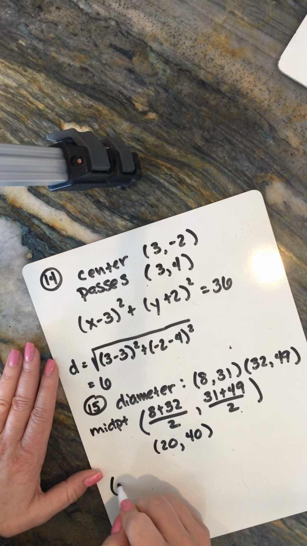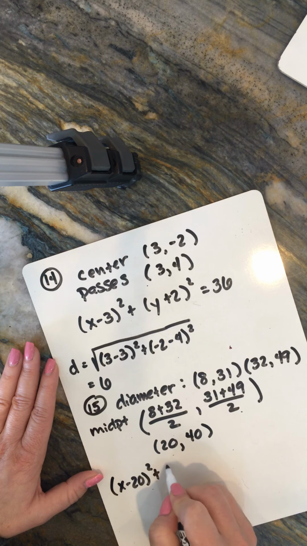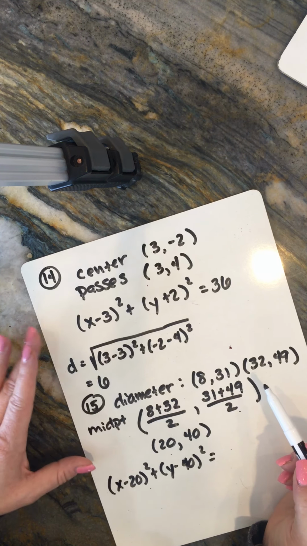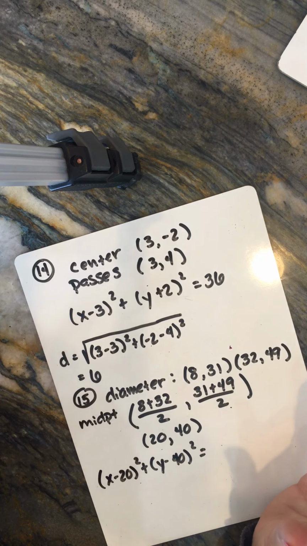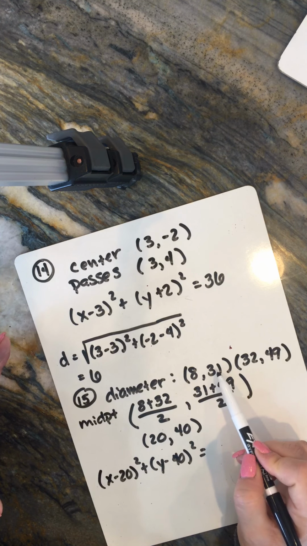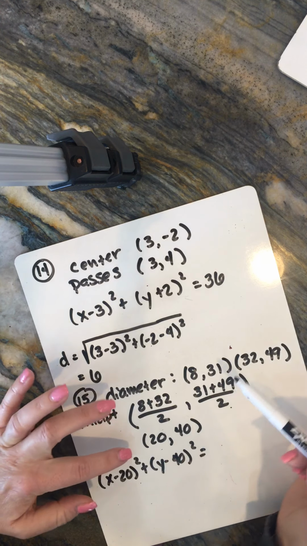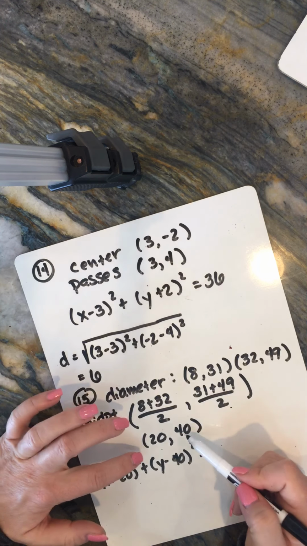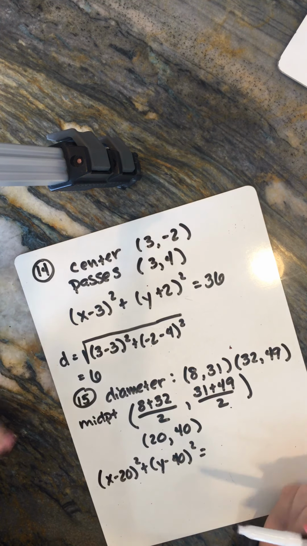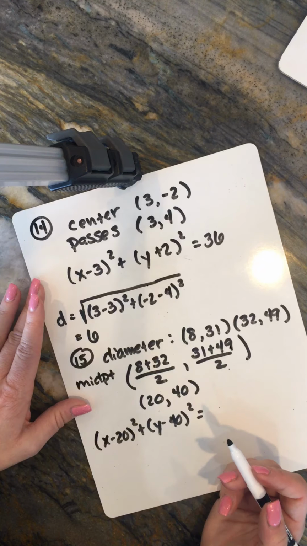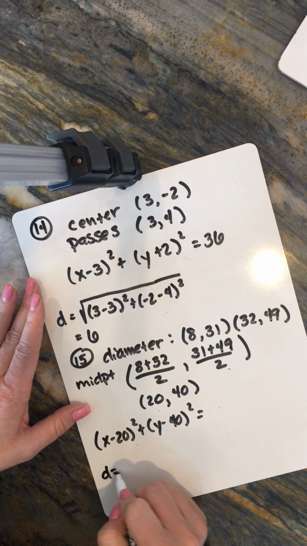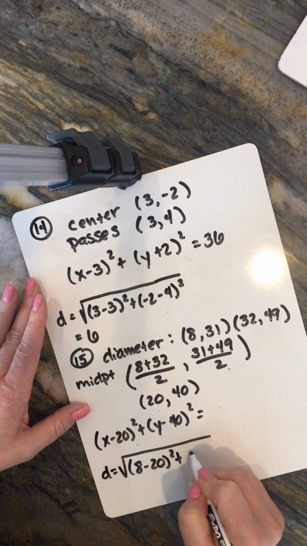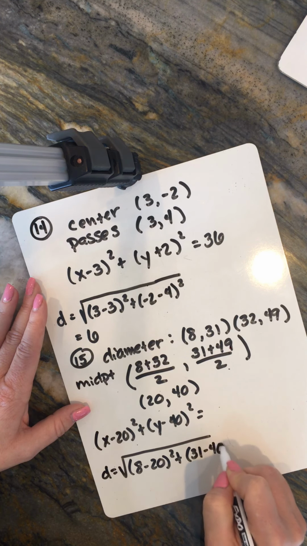So we know we're going to have x minus 20 quantity squared plus y minus 40 quantity squared, and then we need to find the r. So we can either find the distance between these 2 points and divide it by 2, or find the distance between the center and one of these. I think I'll do the center and one of these maybe. I don't know. I don't know that there's an easier way. Maybe you do. So the distance equals the square root of 8 minus 20 squared plus 31 minus 40 quantity squared.